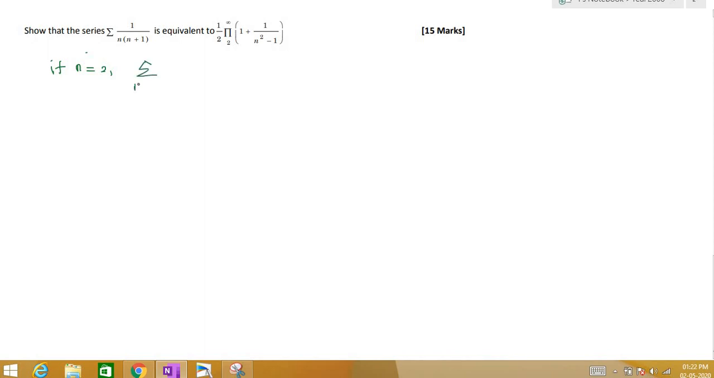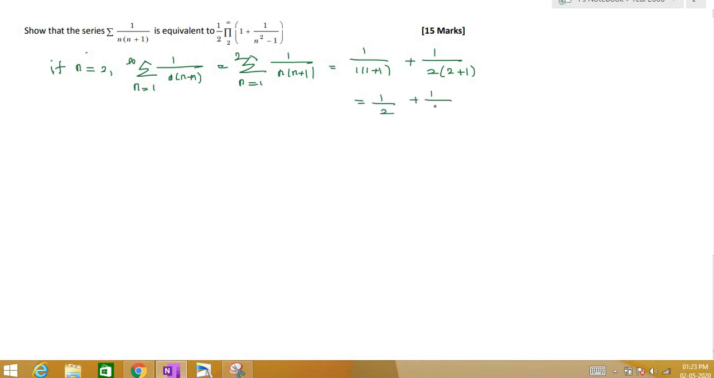The first series is summation n is equal to 1 to infinity 1 by n into (n plus 1). If n is equal to 2, we have to add the first two terms, right? So if n is equal to 1, we will have 1 by 1 into (1 plus 1), plus if n is equal to 2, I will have 1 by 2 into 3. That is equal to 1 by 2 plus 1 by 6. If I take LCM, I will have 4 by 6, that is equal to 2 by 3. So if n is equal to 2, the value of the series is 2 by 3.